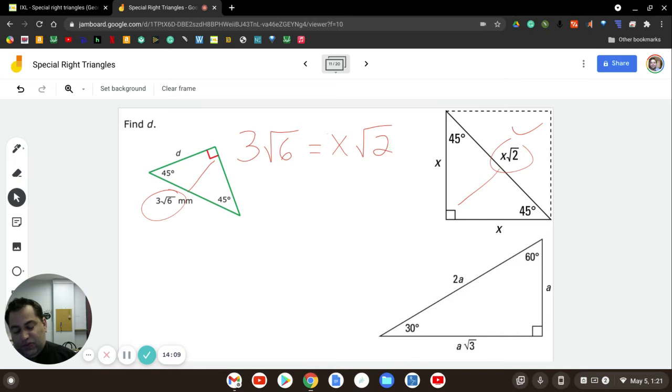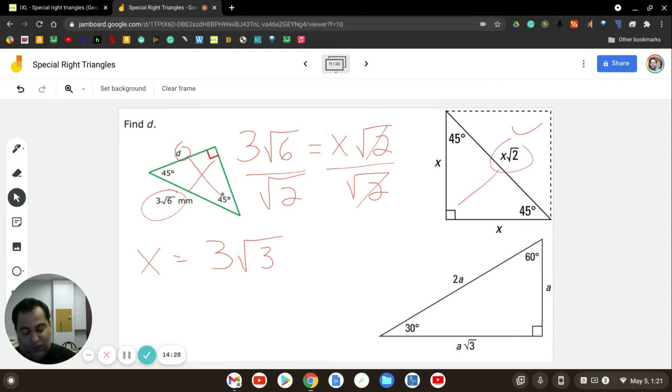Divide both sides by the square root of 2. Cross off what they have in common. I am left with x equals 3, and then 6 divided by 2 is square root of 3. I've solved for x, and now I can see I'm looking for d. D is opposite 45. X is opposite 45. So that means d is equal to x. Well, I know x, so d is equal to 3 square root of 3.